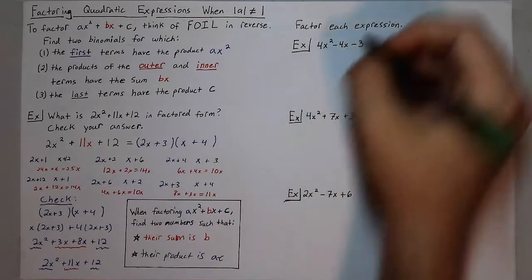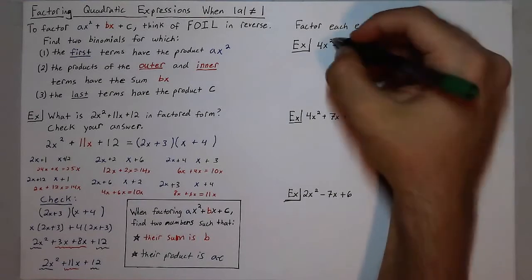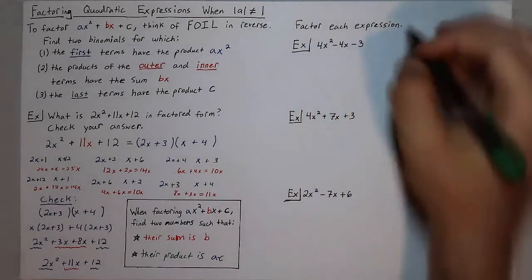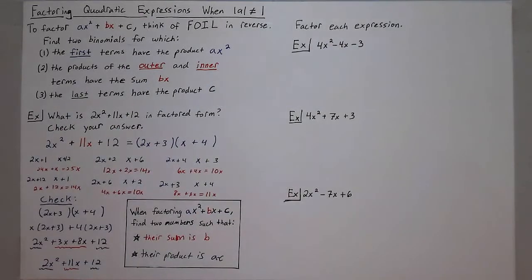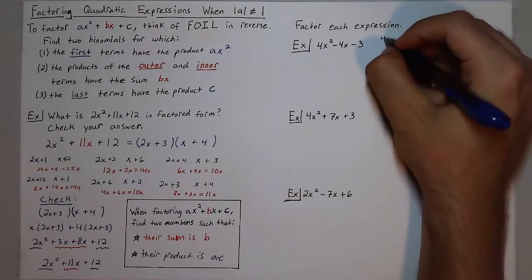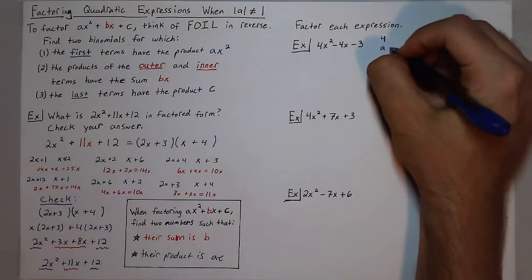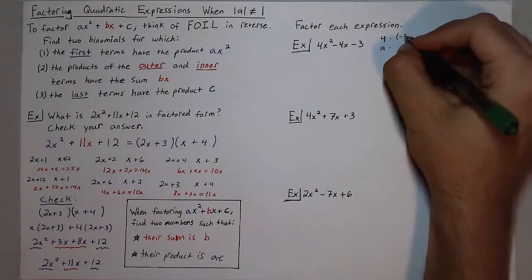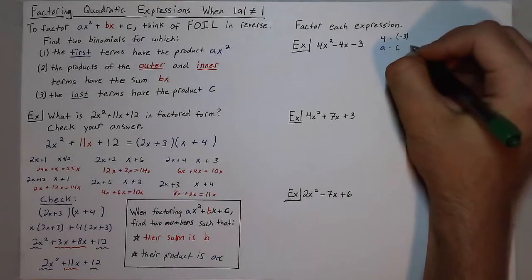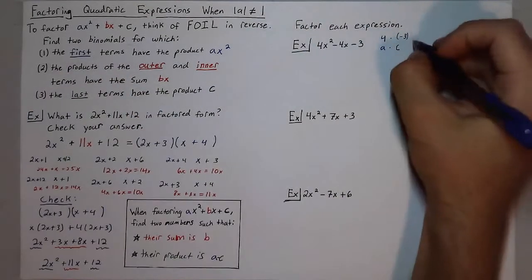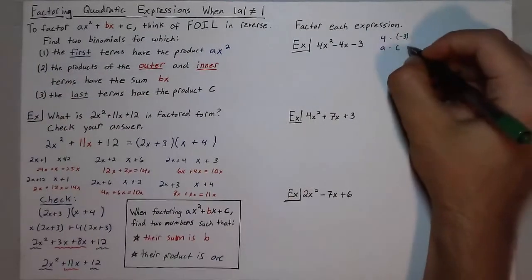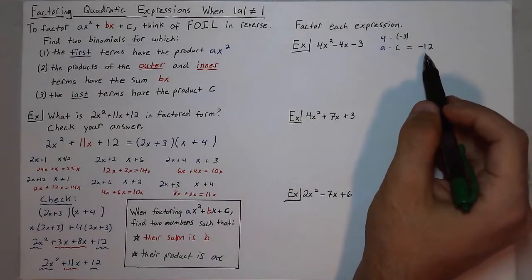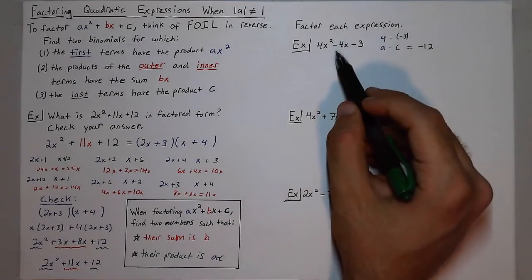So going up here, I'm looking at a times c, which is usually the outer factors, outer terms. So a times c would be 4 times negative 3, which gives me negative 12. So I need two numbers that multiply to negative 12, but then add to negative 4.